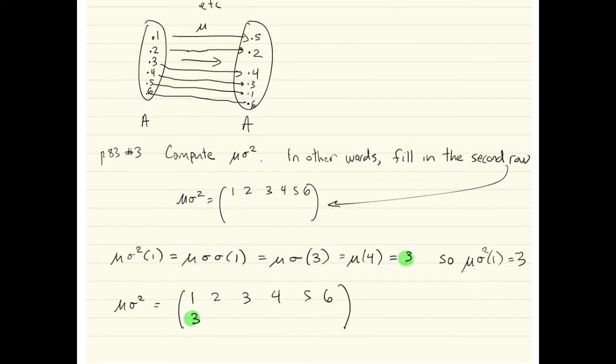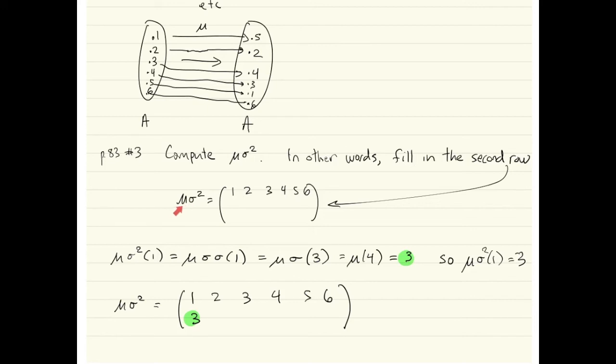Okay, and so the question, this is taken from Fraleigh, page 83, number 3, says compute mu sigma squared. So the group operation is implicit in here. I left out the stars as usual. So this is mu times sigma, and the times again is function composition. In other words, we have to fill in the second row of this matrix here.